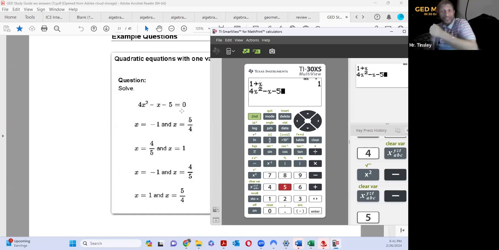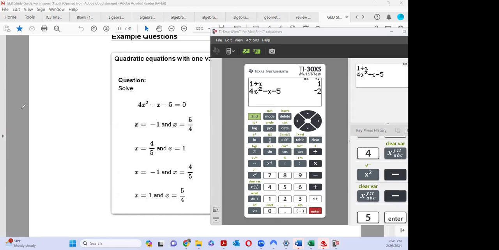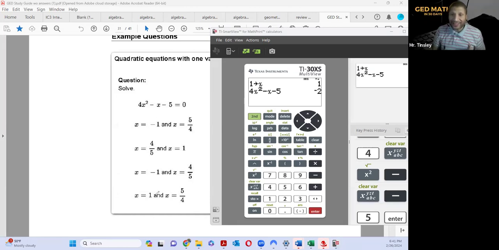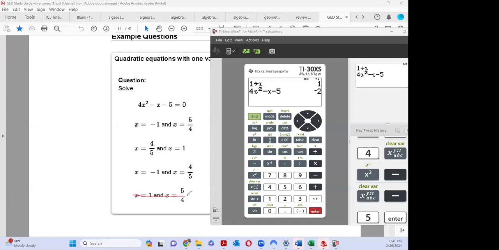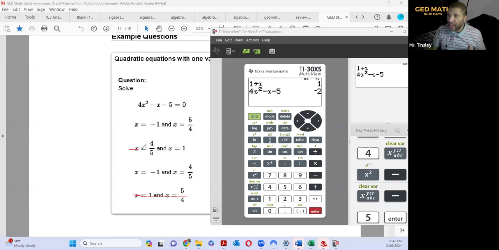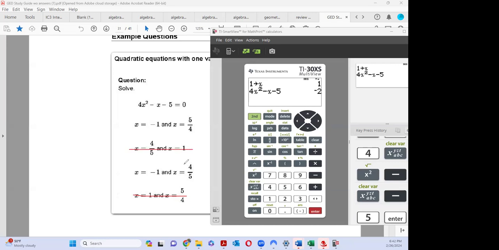If it said 5, I should get 5. If it said 8, I should get 8. But right now it says 0, so I'm going to hit enter. Did I get 0? No, I got -2. So I know 1 is not a solution. Because I know 1 is not a solution, I know B is not a solution. Does everybody understand that?